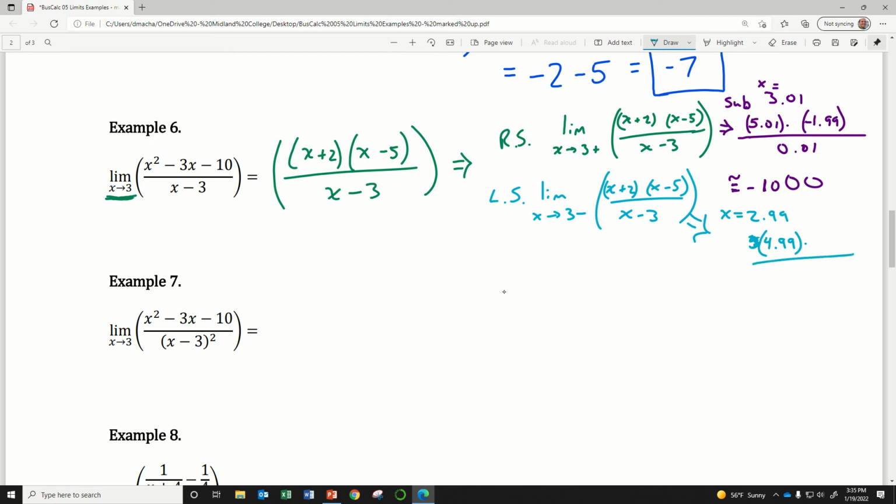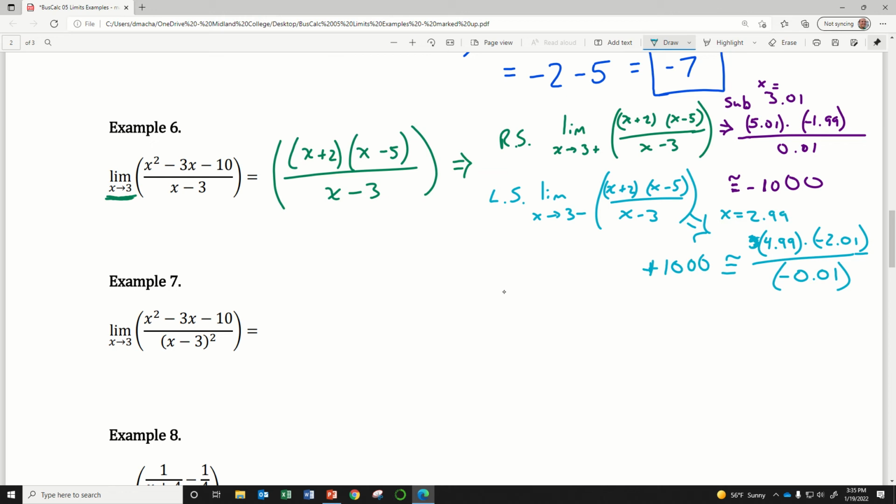And 2.99 minus 5 should be like negative 2.01. And then the denominator, 2.99 minus 3, should be negative 0.01. So I have two negatives here in this fraction, which makes it a positive overall. And the numerator is about 10. And then I divide by 100th. And so this is going to be roughly equal to positive 1,000.